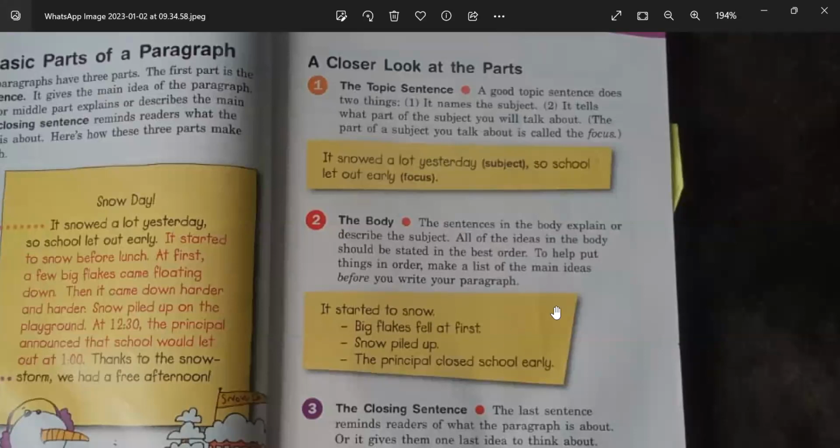Now, as we have studied earlier, you need to list the details, right? So this is where you elaborate the details you have listed earlier. You will put all your details in this part, in this body. For example, it started to snow, and then big flakes fell at first, and then snow piled up. Then the principal closed school yesterday.